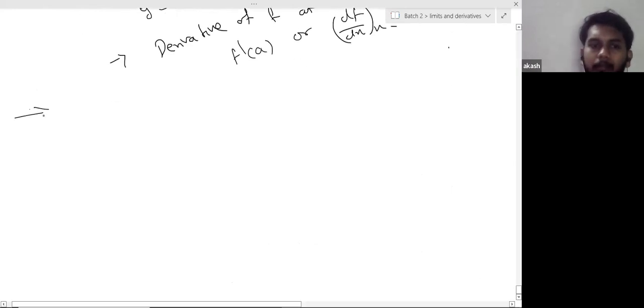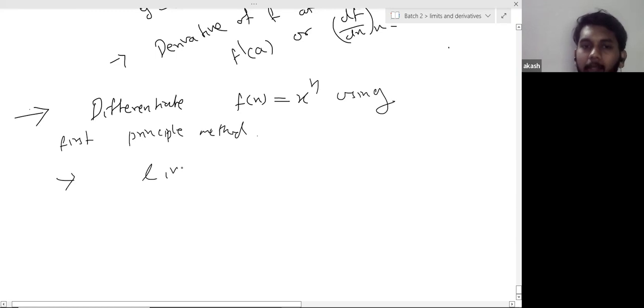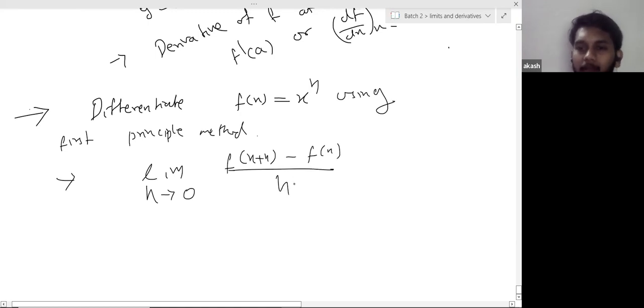All right. So this is what derivation is using first principle. So if they give you a question, differentiate f of x equals to x raised to the power n using first principle method. All right. So what is first principle? That you have to remember, that is limit h tending to 0 f of x plus h minus f of x whole divided by h. That is all. This you have to remember, then solve the limits only.